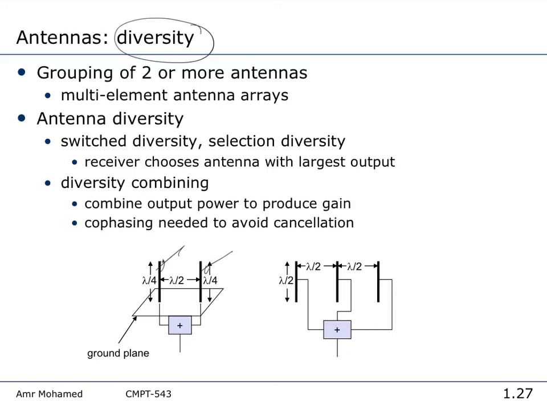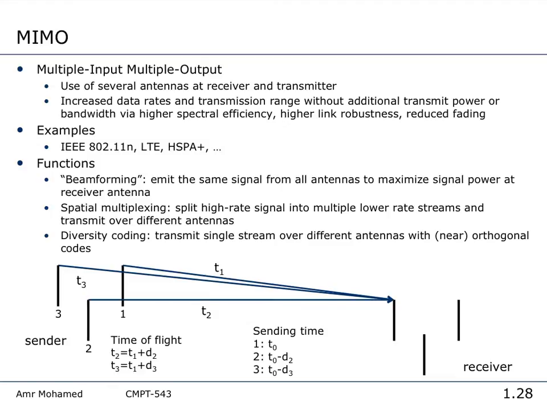But soft diversity combining is much better and much more efficient compared to switching diversity. So it definitely, as you can imagine, produces much better results in terms of reception quality, because if you combine multiple copies of the wireless signal, you can increase the reception power. But you have to do some co-phasing to be able to do this. And this is how it looks like.